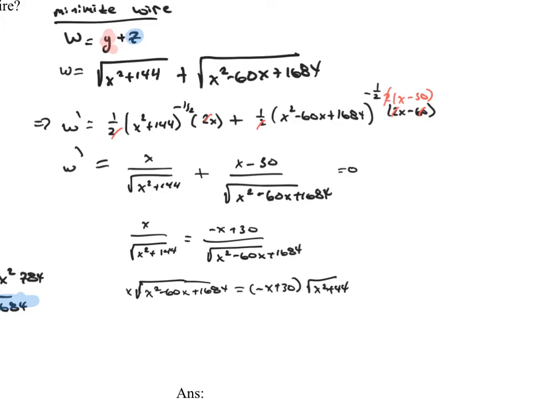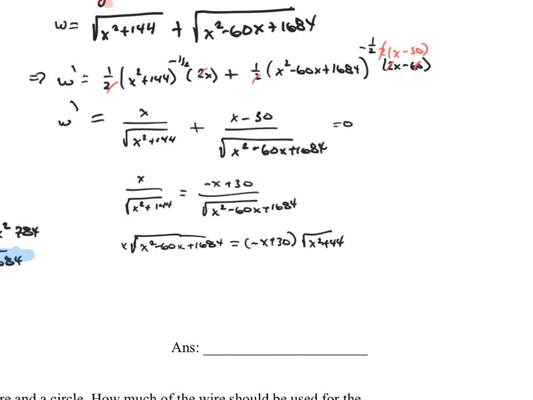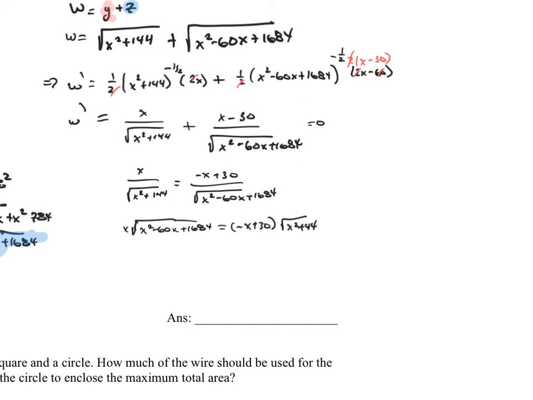So what am I going to do now? Now I'm going to square both sides. And if I square both sides, you have to square each individual part. So this is going to be x squared times x squared minus 60x plus 1684. On the right, I would have negative x plus 30 quantity squared. Negative x times negative x would be x squared. Then I'd have minus 30x, so that's minus 60x. And then 30 times 30 is plus 900. That's squaring out the negative x plus 30.